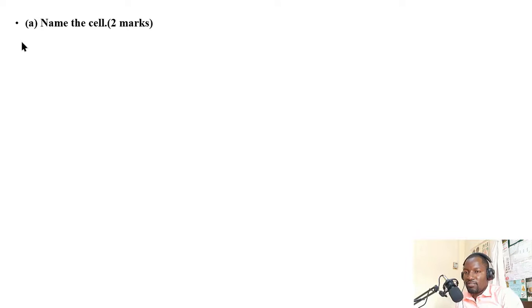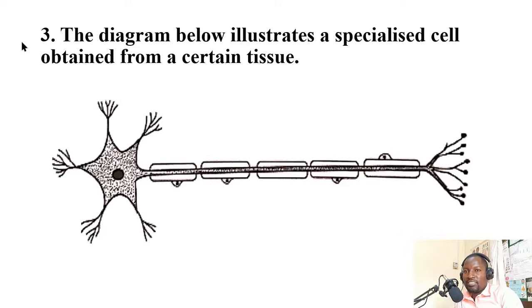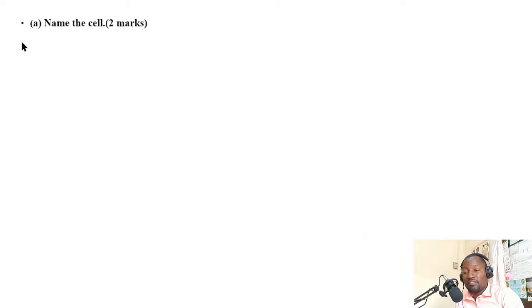When you go back and look at this cell, what is it? Actually, this one is a nerve cell, a motor neuron to be specific. The question was to name the cell, not to name the type of nerve cell. So if you say a nerve cell, it's okay, but if you say a motor neuron, it's also okay. You are being too specific, which is fine.